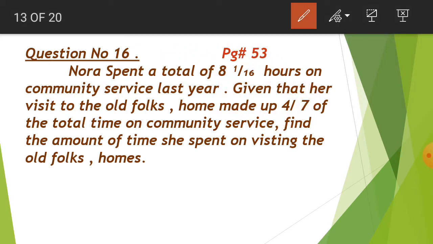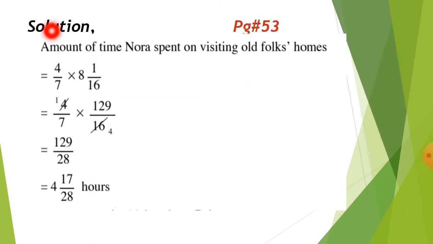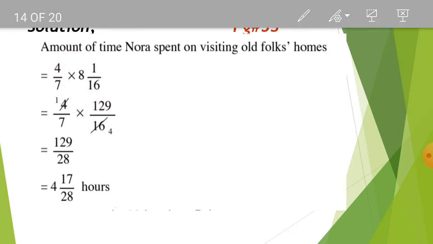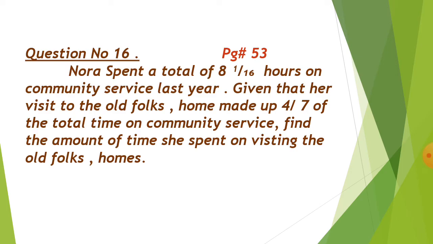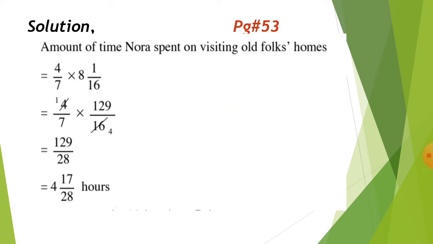This number is showing the hours, and this is her total time of community service, and we have to find out the time that she has spent over there. So let's go with the solution. Amount of time Nora spent visiting the old folks' home, 4 over 7 into 8 1 over 16. We have to multiply these because in the question they have asked us to find out the time that she spent. So that's why we are going to multiply these both, 4 and 16.